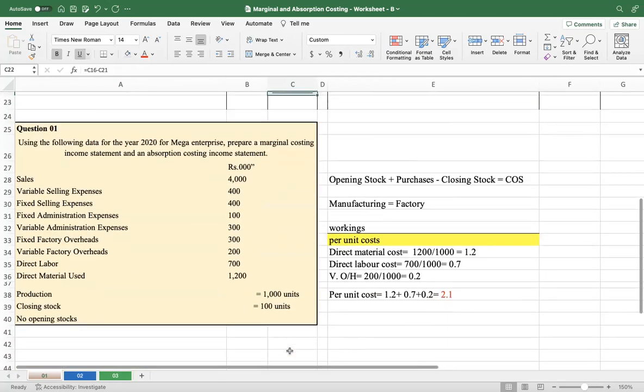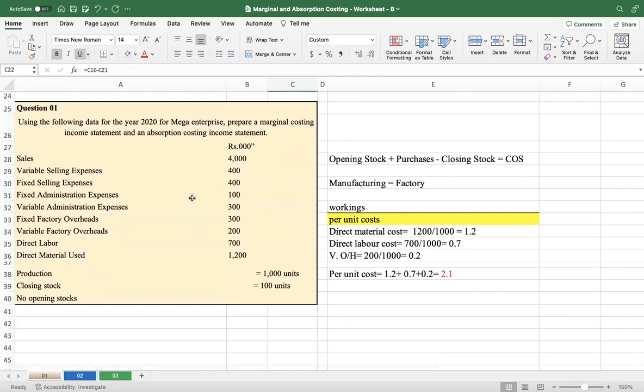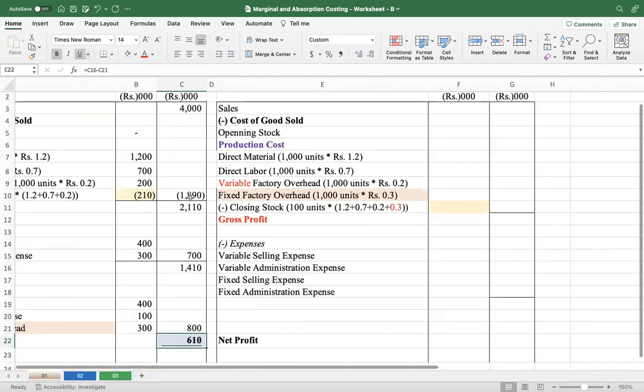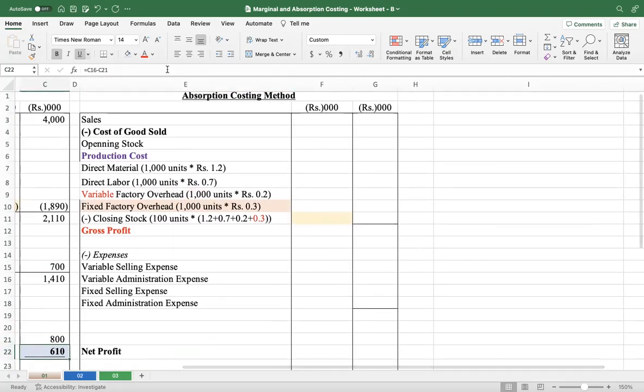Okay, now in the question we are supposed to prepare the income statement in both ways, marginal costing and absorption costing. Now let's prepare the income statement according to absorption costing. Okay. First, again, like the previous question, whenever we are finding the profit, it's the same, right? We take sales minus cost of goods sold, then we deduct other expenses, right? We deduct all the fixed and variable expenses, and then we get the net profit.